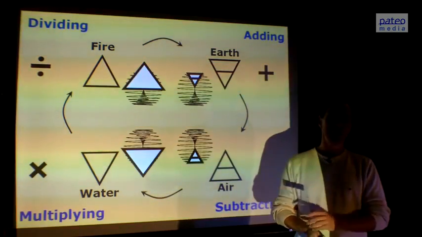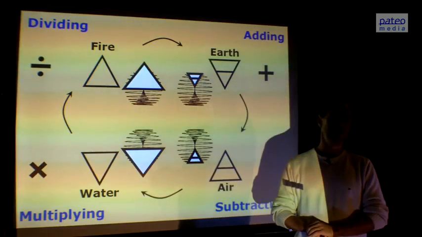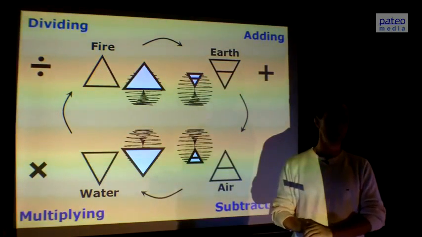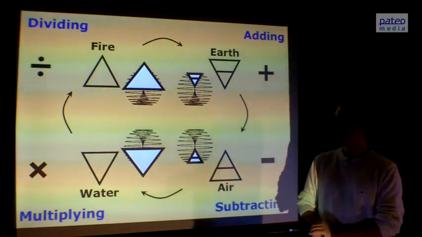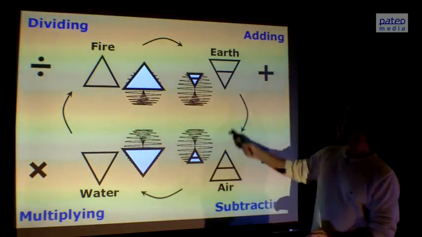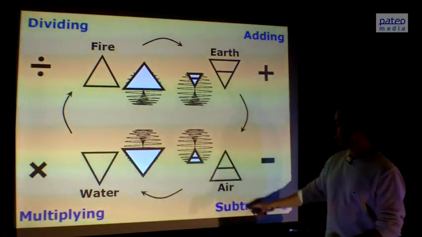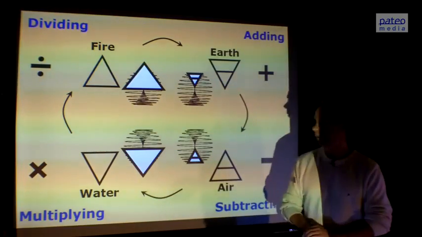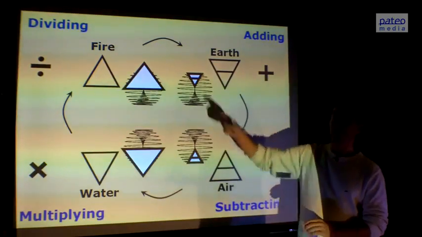And in the flow world, these ciphers are brought alive by functions. These are the basic functions: adding, subtracting, multiplying, and dividing. Adding equals earth, subtracting means air, water equals multiplying, and fire means dividing.